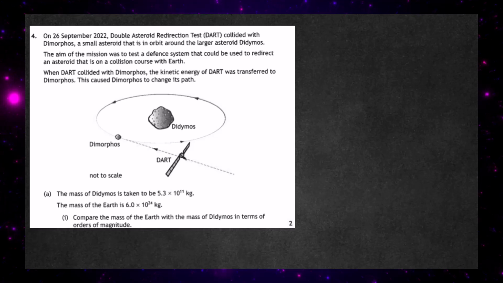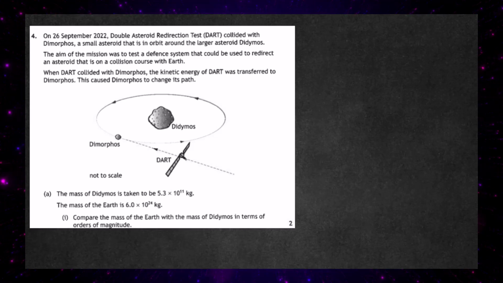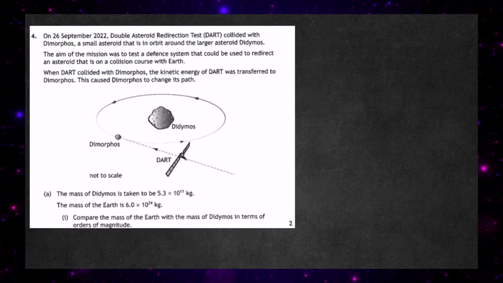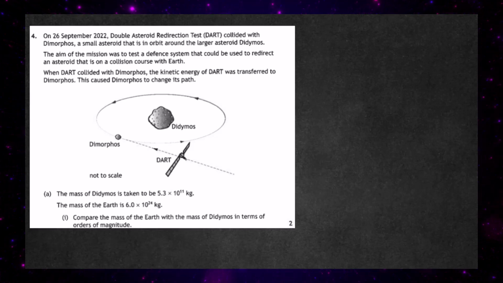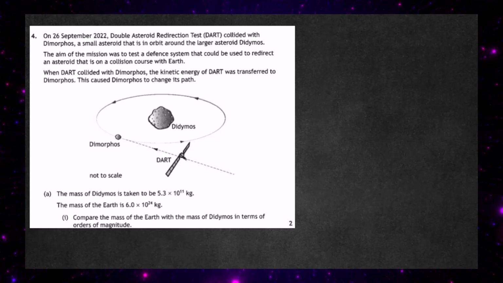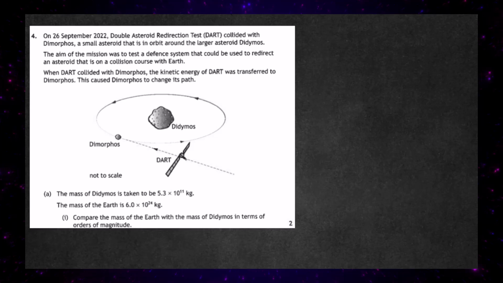Question 4 from Paper 2 of the 2024 Higher Physics Examination from the SQA. On the 26th of September 2022, the Double Asteroid Redirection Test, DART for short, collided with Dimorphos, a small asteroid that is in orbit around the larger asteroid Didymos. You can see that in the diagram.